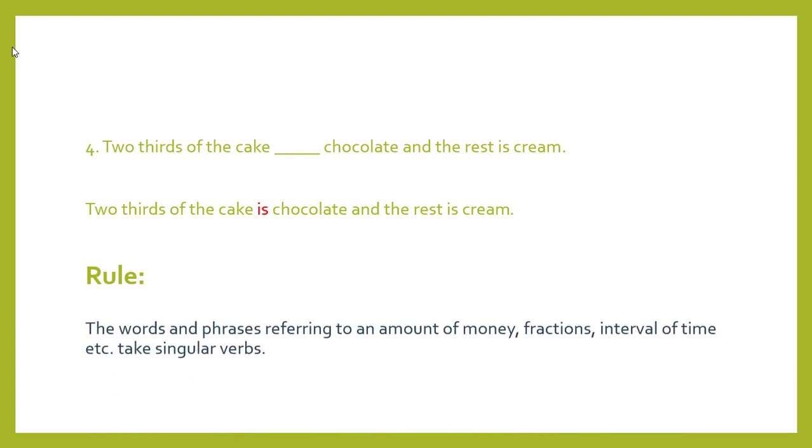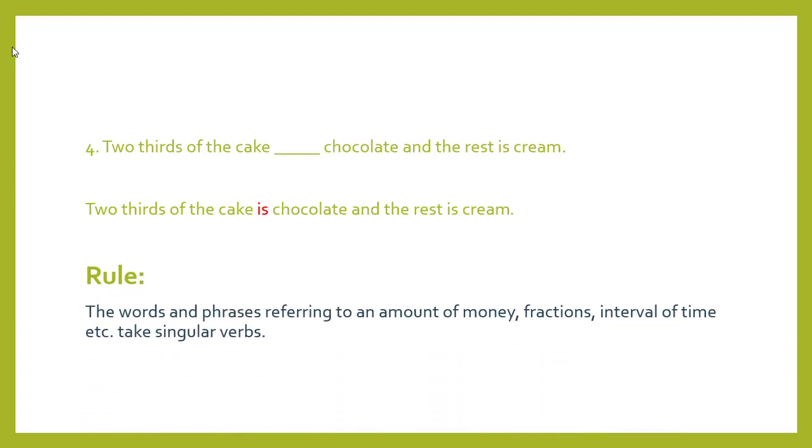Yes, the rule behind sentence number 4 is, the words and phrases referring to an amount of money, fractions, interval of time, etc. take singular verbs. Like sentence number 4, its subject has a fraction, 2/3 of the cake. So this fraction is singular, this subject is singular, so it takes the singular form of the verb is.